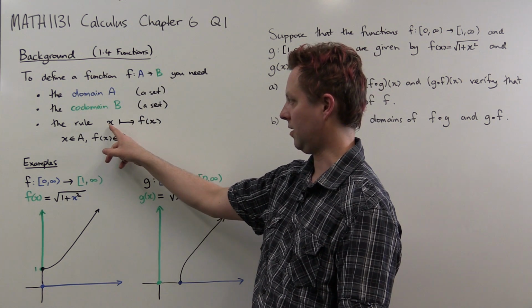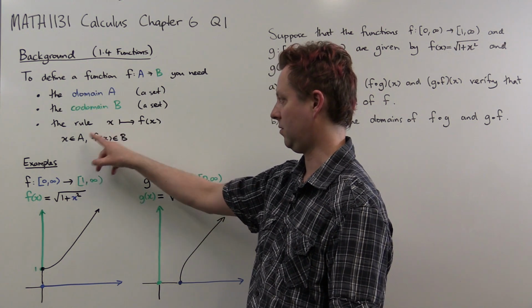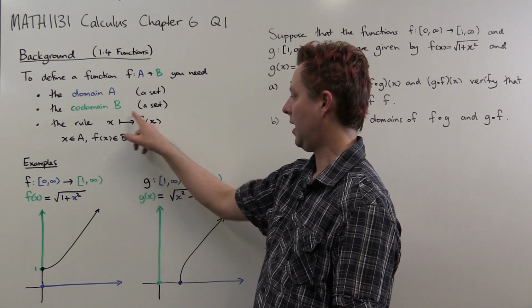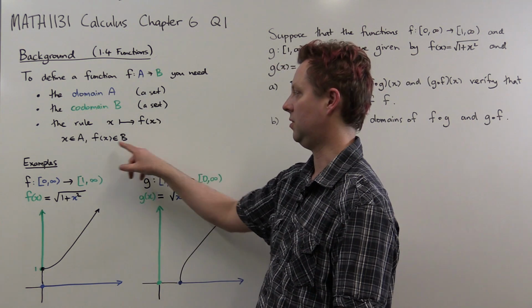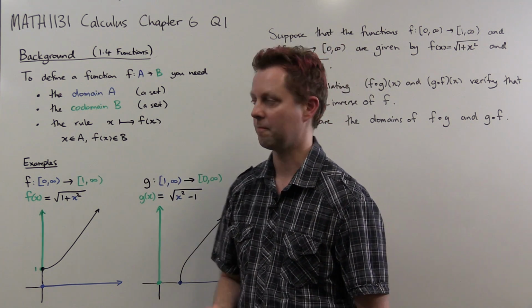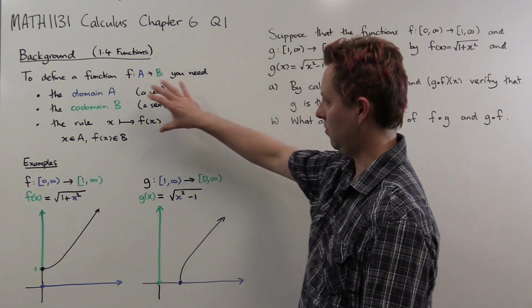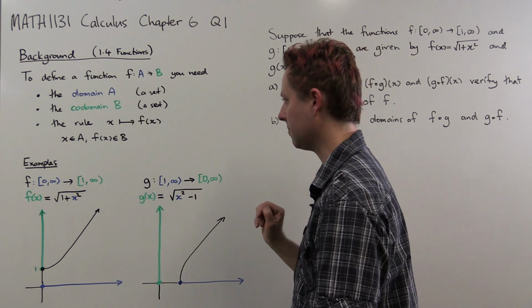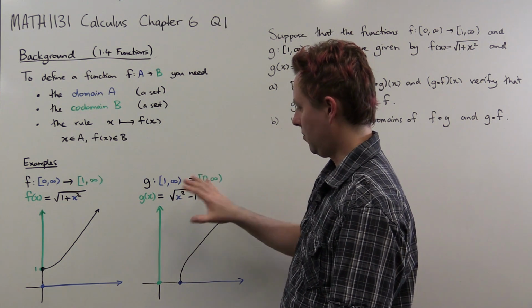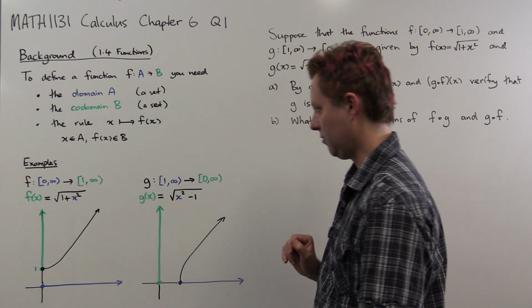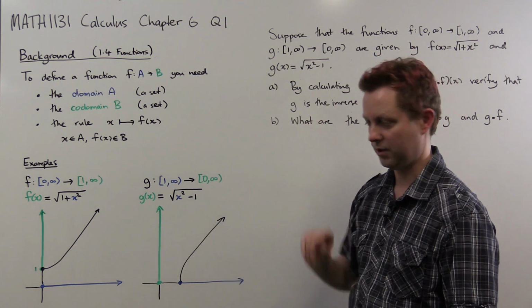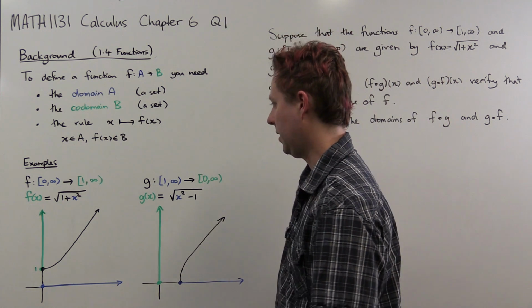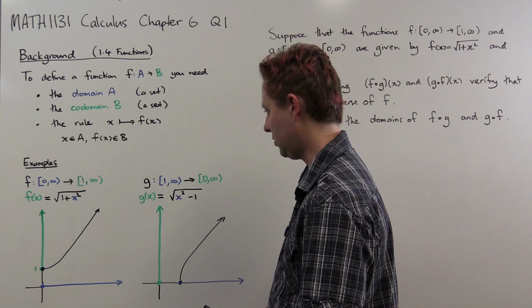And so the rule you might write like this: the rule takes x, which is in the domain, and gives you f of x, which is in the codomain. Okay, and without all of these things, you don't really have a function fully defined. So I've given some examples down here, taken from the actual question we're going to do in a moment. Here's two examples, f and g.